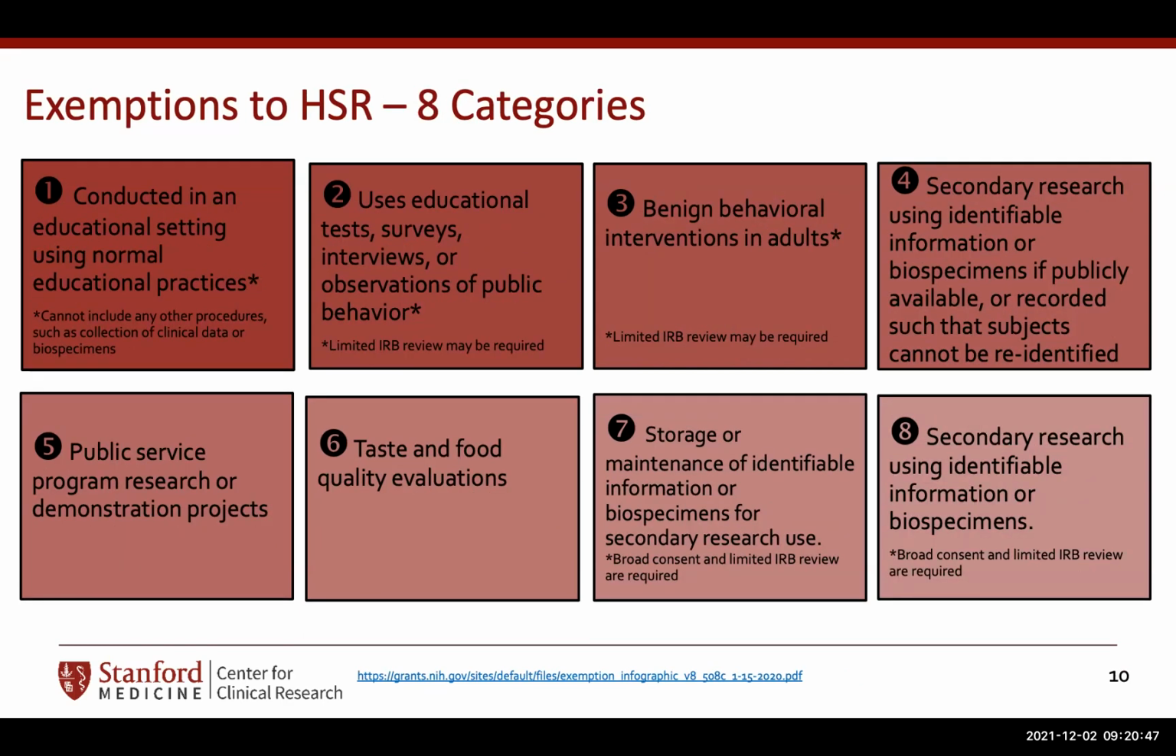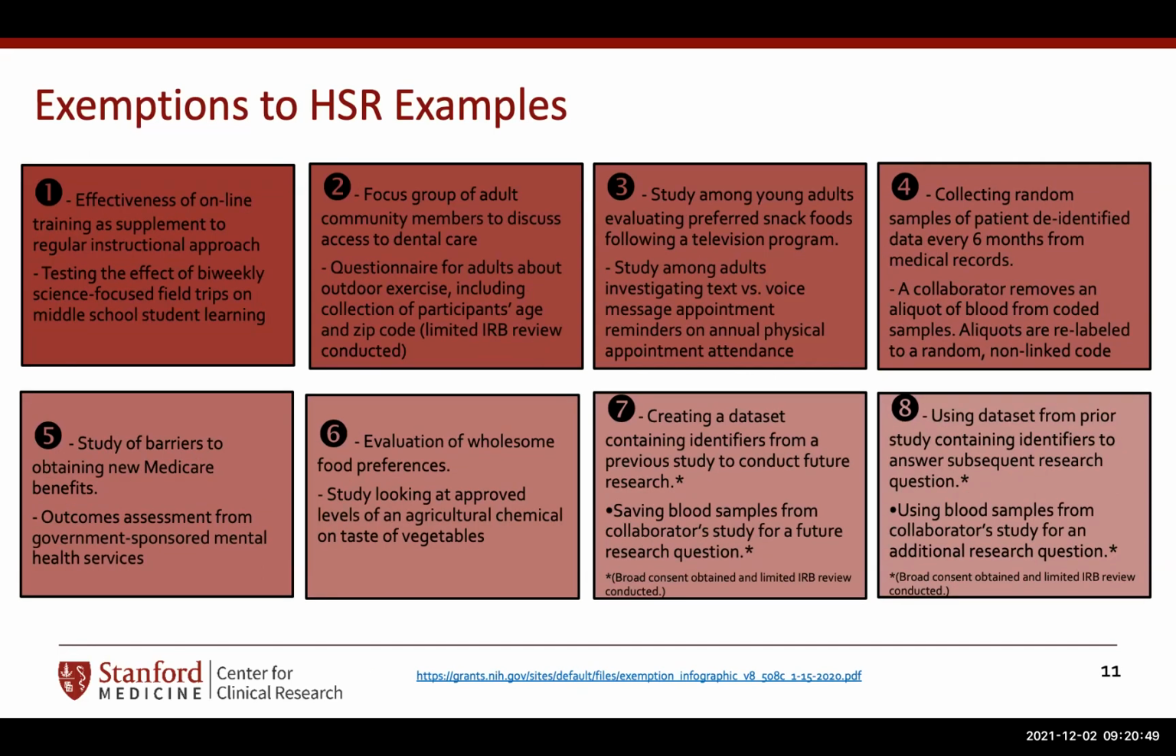Educational test surveys, interviews, or observations of public behavior. So you want to conduct a focus group of adult community members to discuss access to dental care. Or you want adults to complete a questionnaire about outdoor exercise, including collection of participants' age and zip code. If you're collecting any PHI, there will be some limited IRB review, but again, an exemption to human subject research.